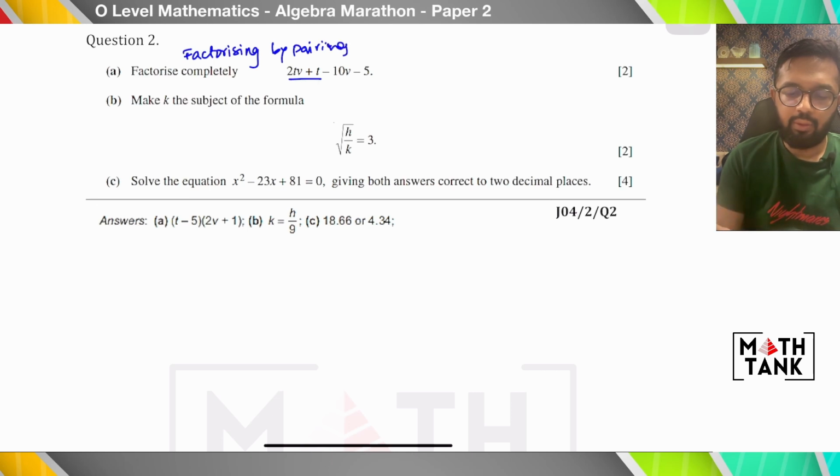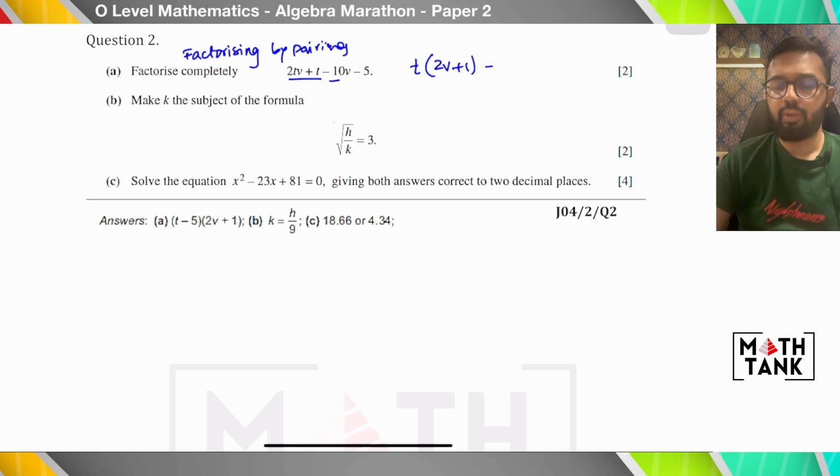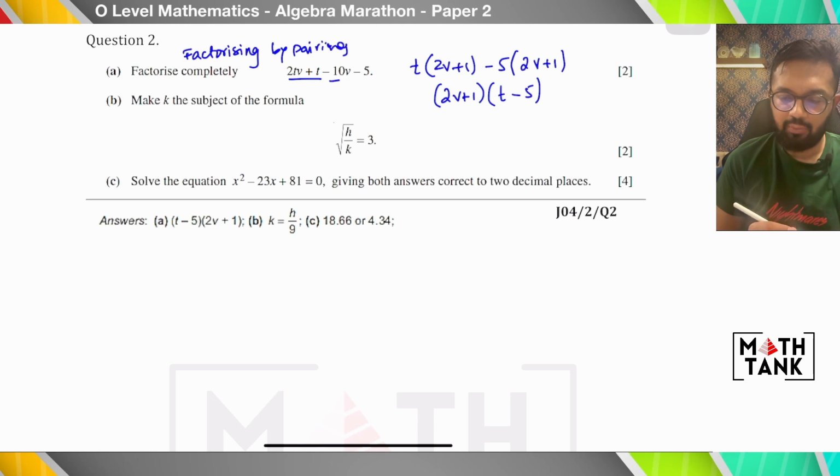So in the first 2 terms, what do you see common? You see t common, so I'm going to write 2v plus 1. In the next 2 terms, I see 5 common, but I'm going to also take a minus common so that the brackets match. So I'm going to say minus 5, so that gives me 2v plus 1. These brackets are then matching, so I'm going to write the bracket. What is left over from the first term, it's t. What's left over from the second term, it's minus 5. So I have my 2 brackets, t minus 5 and 2v plus 1.